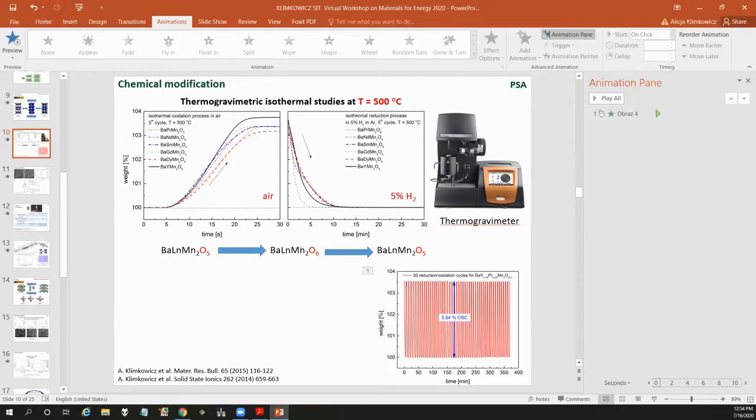Increasing temperature causes an increase in the speed of reduction. Here it is for 500 Celsius, but of course I've also done research at other temperatures. So there is an improvement of reduction, but the oxidation is still within seconds, so we don't see worsening there.